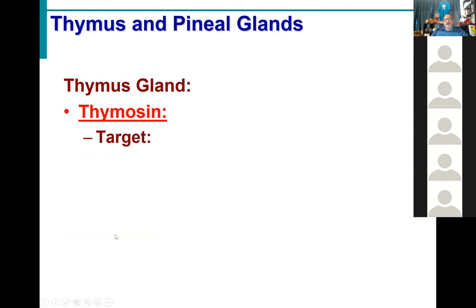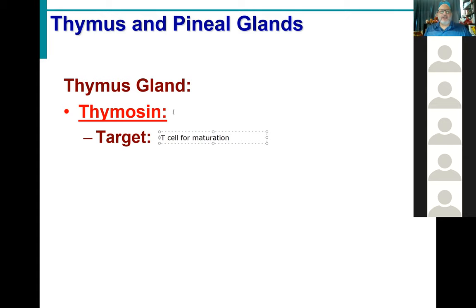Let's talk about one we've already discussed, our thymus. Our thymus gland produces the hormone thymusin. And what's special about thymusin compared to all the other hormones we have talked about? It's responsible for T cells, for reproduction of T cells. True. And where do those T cells mature? So the target is indeed the T cells for maturation. The thymus? They're in the thymus.